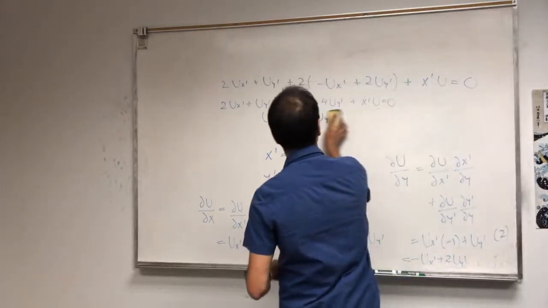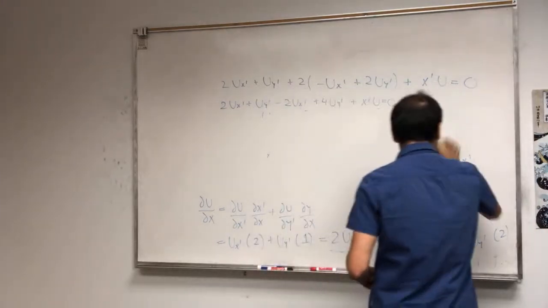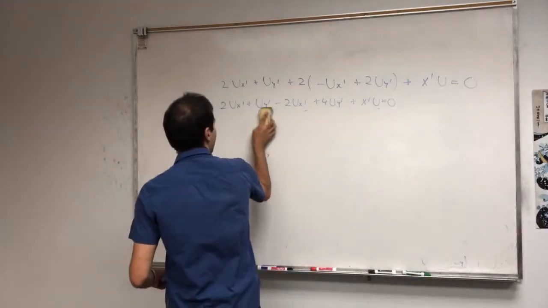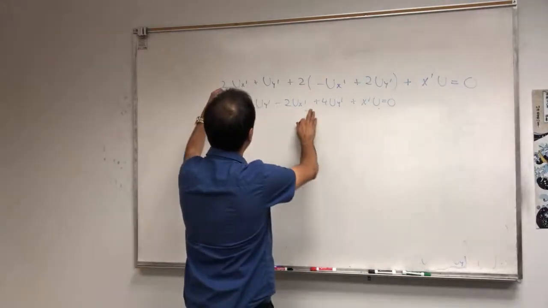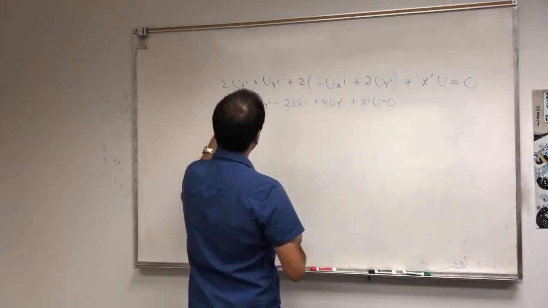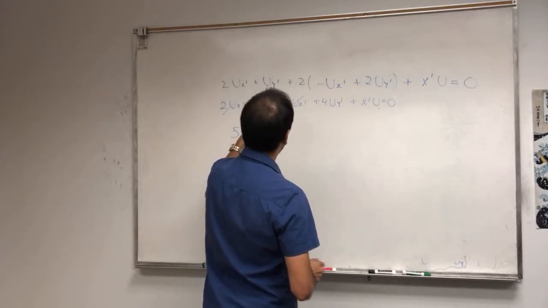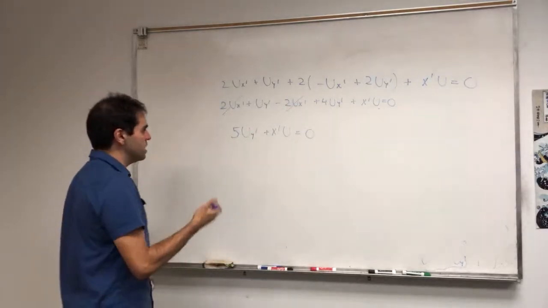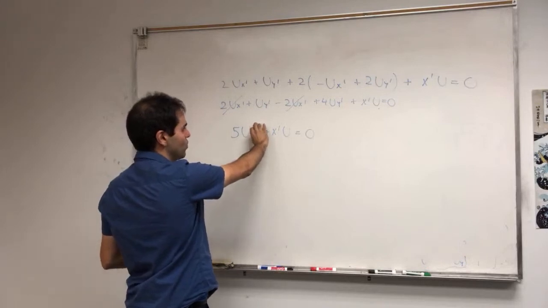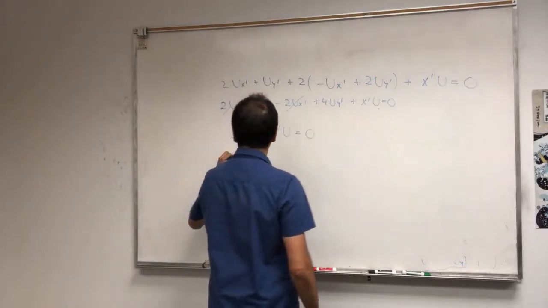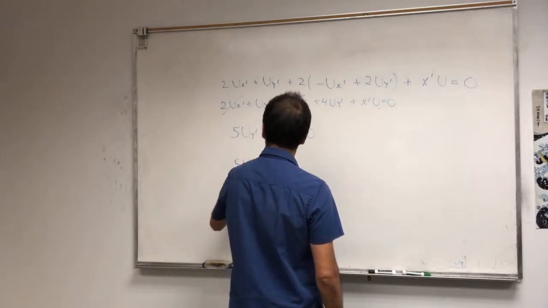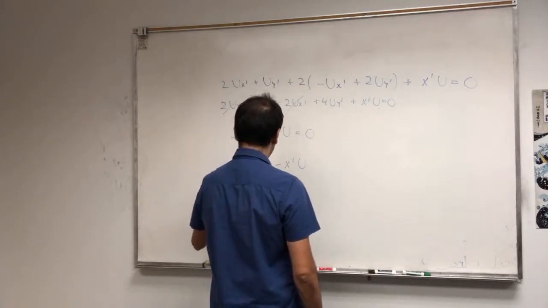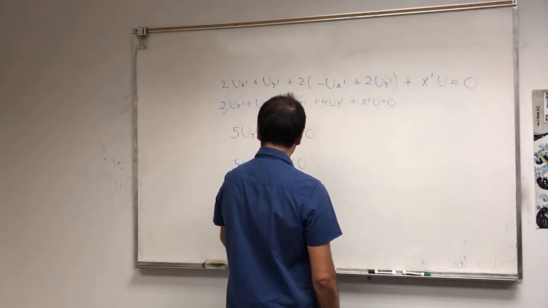Notice there's a simplification. The u_x prime terms cancel, and you have 5u_y prime plus x prime u equals 0. This is actually an ODE, because it's just an equation with the y prime derivatives. So it becomes 5u_y prime equals minus x prime u, so u_y prime equals minus x prime over 5 times u.